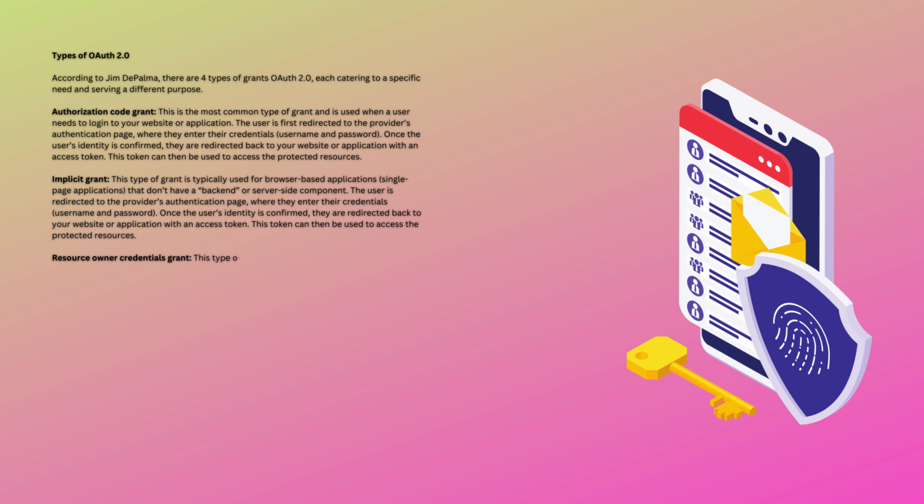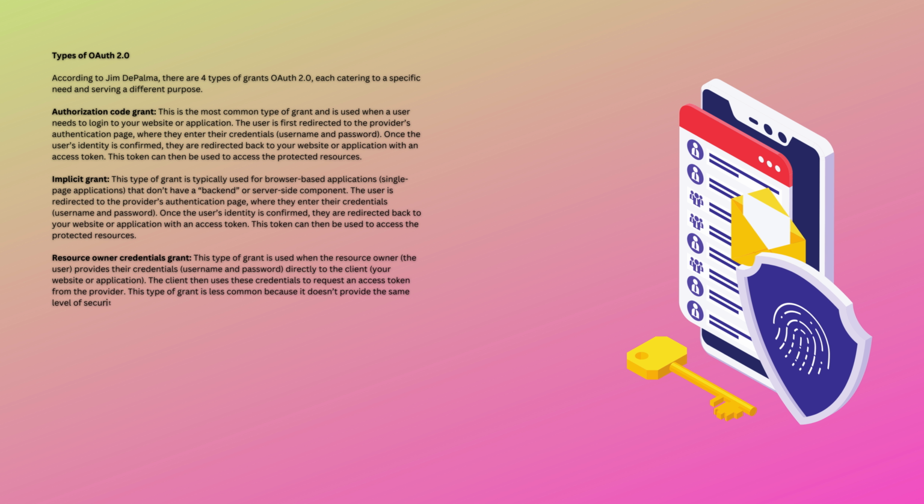Resource owner credentials grant. This type of grant is used when the resource owner, the user, provides their credentials, username and password, directly to the client, your website or application. The client then uses these credentials to request an access token from the provider. This type of grant is less common because it doesn't provide the same level of security as other types of grants.